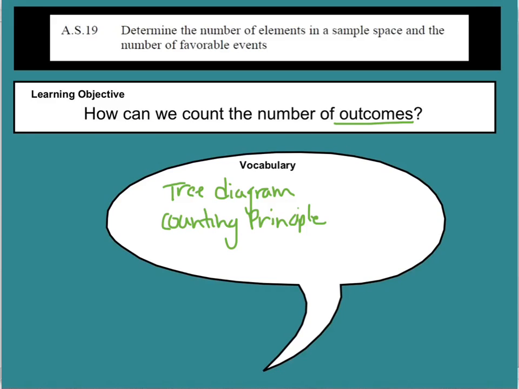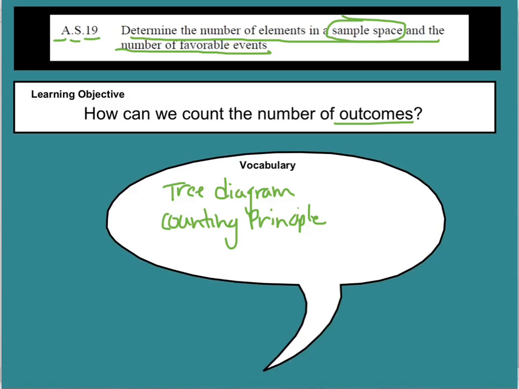So we're covering the Integrated Algebra Statistics Standard 19. Even though it's statistics, it's like statistics and probability. So determine the number of events in a sample space and the number of favorable events, okay? A sample space is what we need for probability. Probability is the number of favorable outcomes over the total possible outcomes that could happen. So here we're going to learn how to count all the total possible outcomes that could happen, and in tomorrow's lesson we're going to talk about how we could get the ones that we consider favorable.